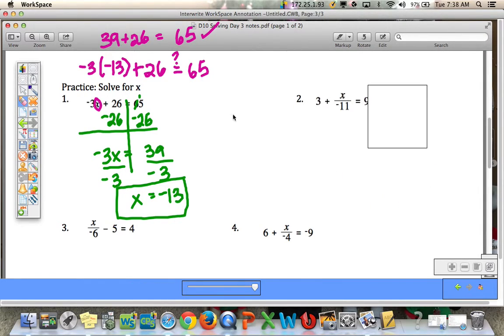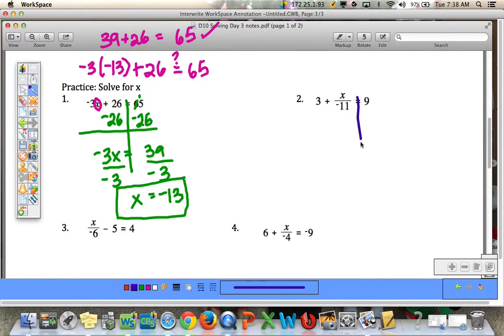All right, so let's take a look at this. First step, we should have subtracted 3. I think I multiplied by negative 3 for some reason, and that was wrong. So we have x over negative 11 equals, and this should have been 6, not negative 27. And now we multiply each side by negative 11.